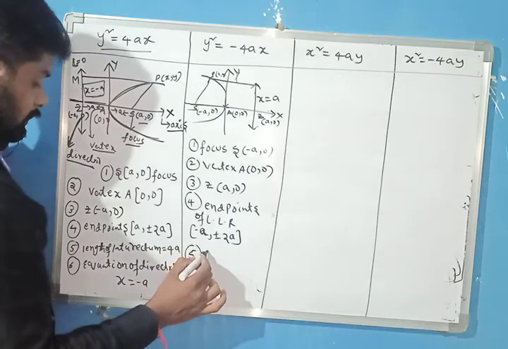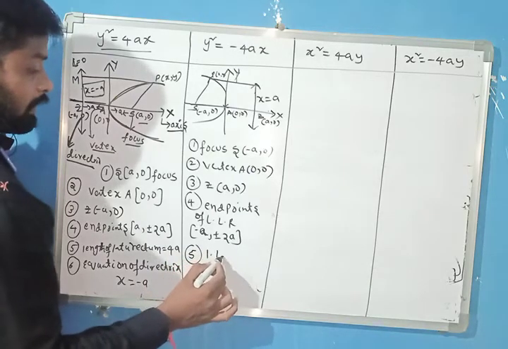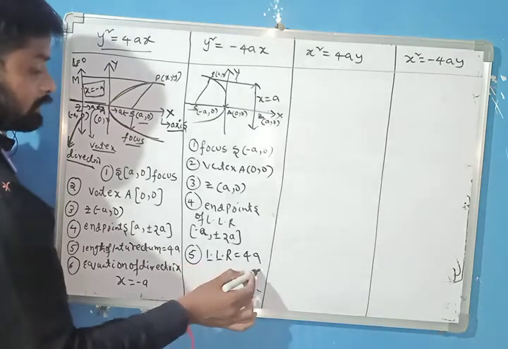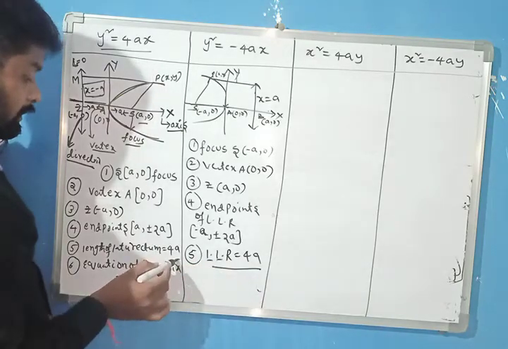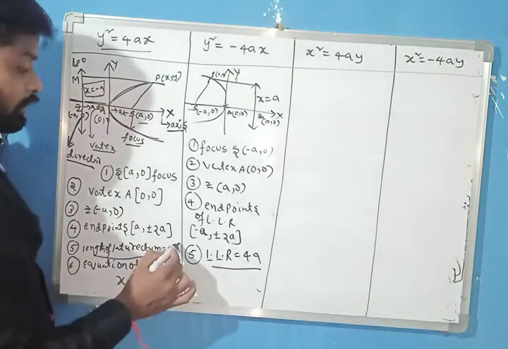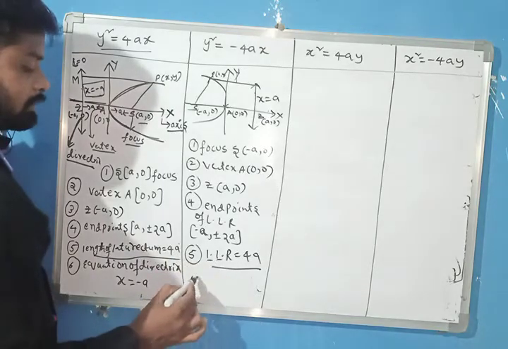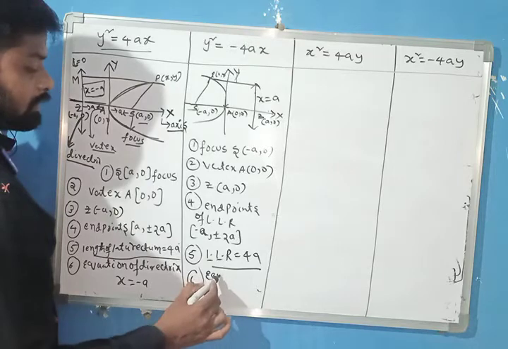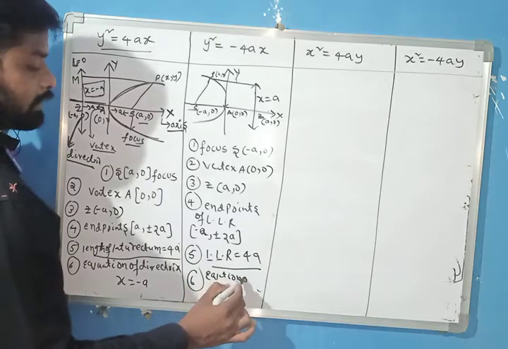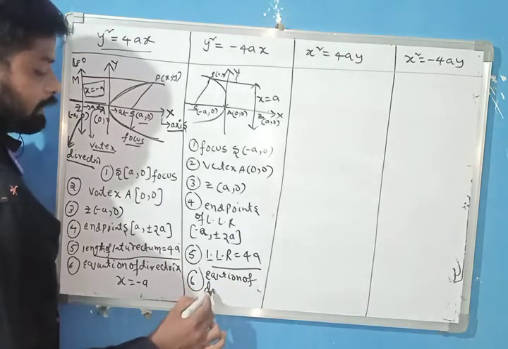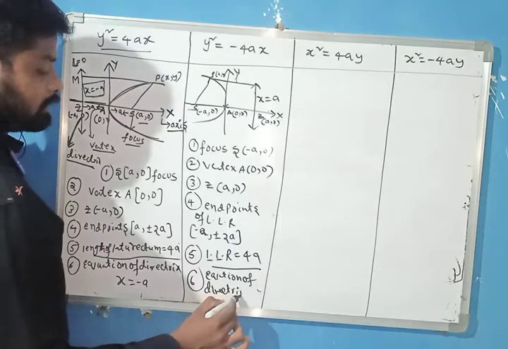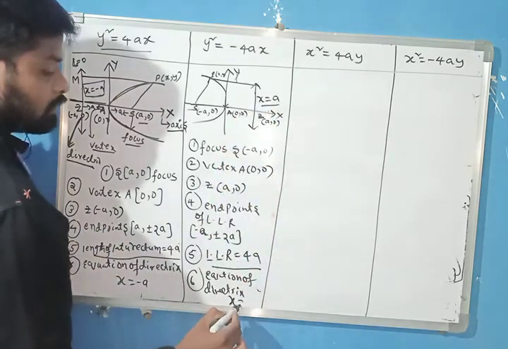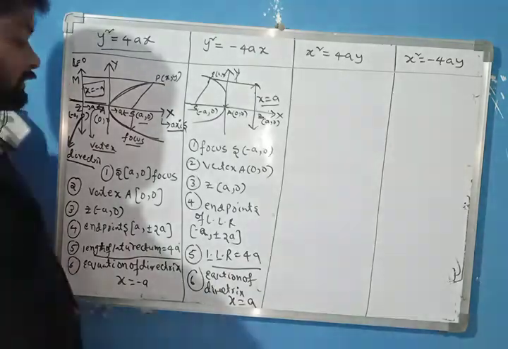After that, length of the latus rectum, LLR, equals the same formula, 4a. It is not changed. Here also the length of the latus rectum is 4a. Both are the same. Sixth, the equation of directrix. What is the equation of directrix? x equal to a. That is x equal to a. These are the 6 points.